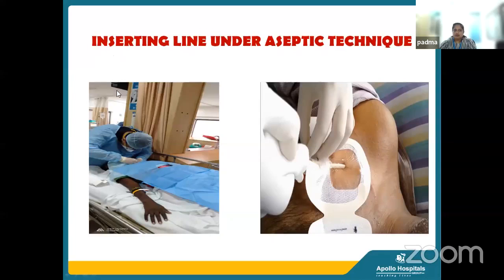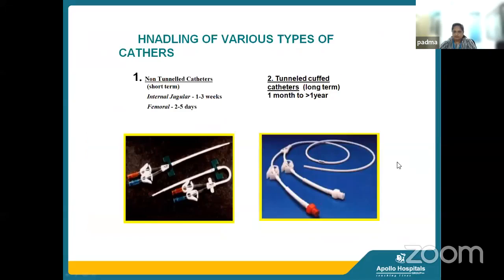So these are the on-the-job pictures I am sharing with you, showing how they are working under aseptic precautions and how we put the dressing on the dialysis catheter. This is a transparent dressing so that we can check for any discoloration, swelling or bleeding.